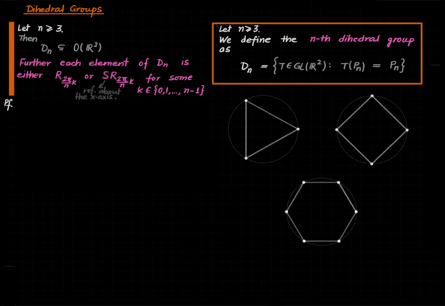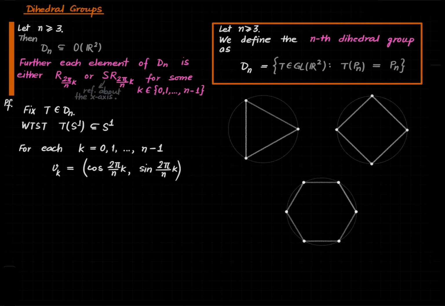So here is how we will go about it. Fix some element of the dihedral group. As we noticed in the recall and in the lecture corresponding to the recall, an element of the general linear group lies in the orthogonal group of R2 if and only if it preserves the unit circle. So that is enough for us to conclude that T lies in the orthogonal group of R2. So this is what we would like to now do.